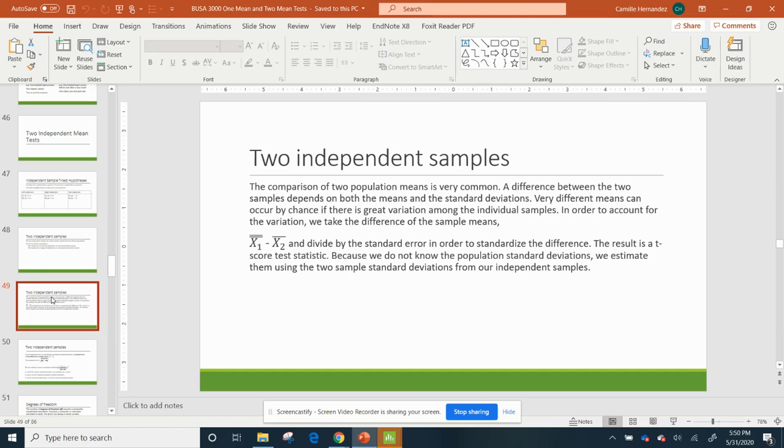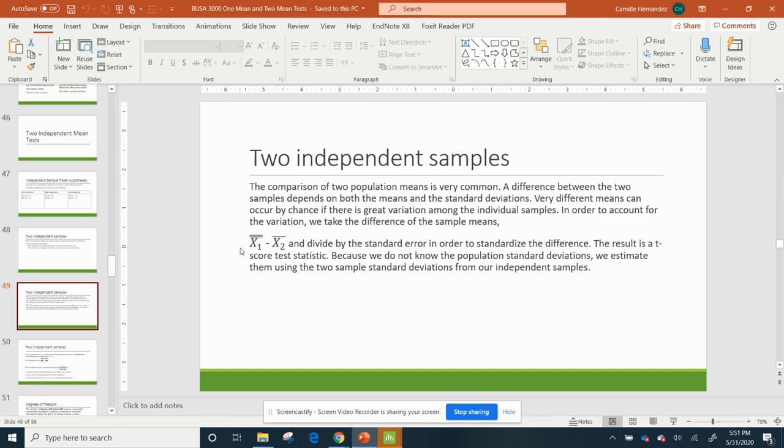So two independent samples. When you're comparing two population means, it's really very common. When you look at two samples, you're looking at two different means and two different standard deviations. A very different mean can occur by chance if there's a greater variation within individual samples. Like if I wanted to look at education levels for people who live in the Northeast versus the Southwest, they could be different. So I'm comparing two things and looking to see how different they are.